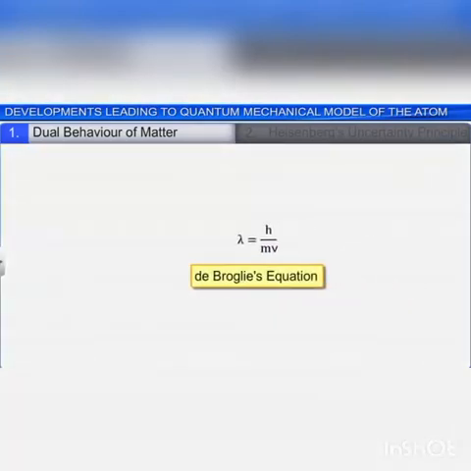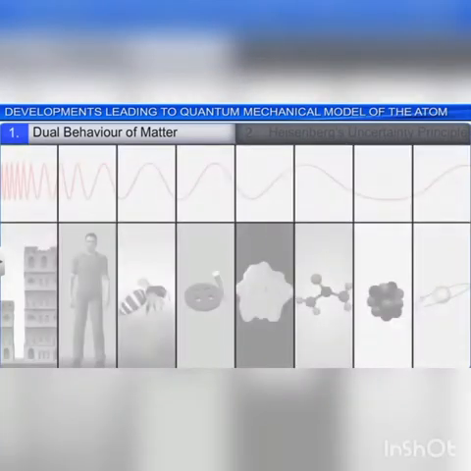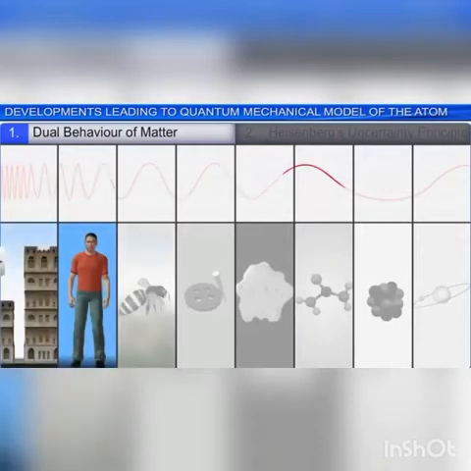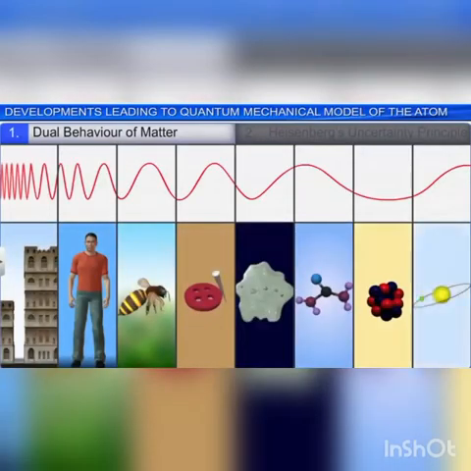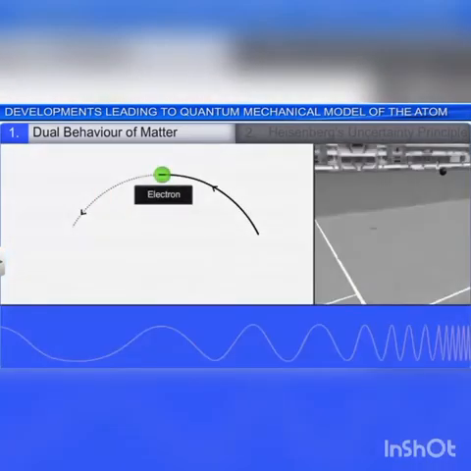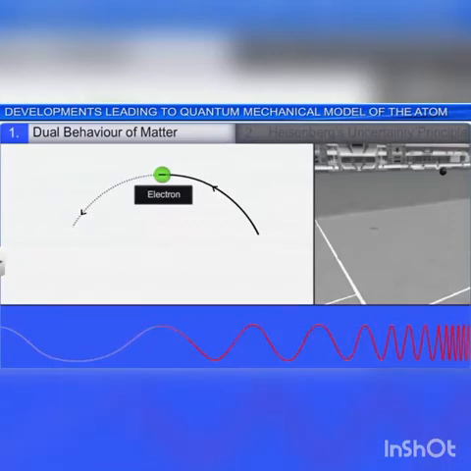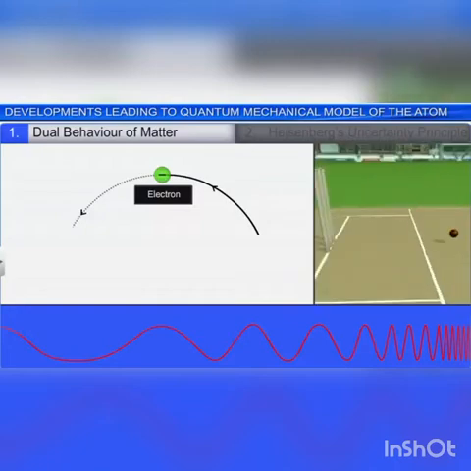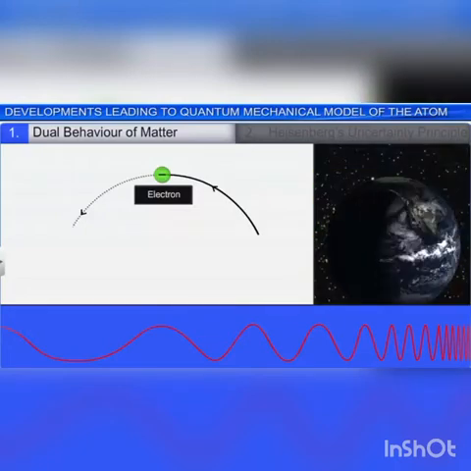It can be noted from de Broglie's equation that the wavelength and mass of an object are inversely proportional. That is, the wavelength of heavier objects is small and vice versa. Thus, the wavelength of lighter particles like electrons can be measured experimentally, whereas that of heavier objects like a ball or a planet cannot be detected.